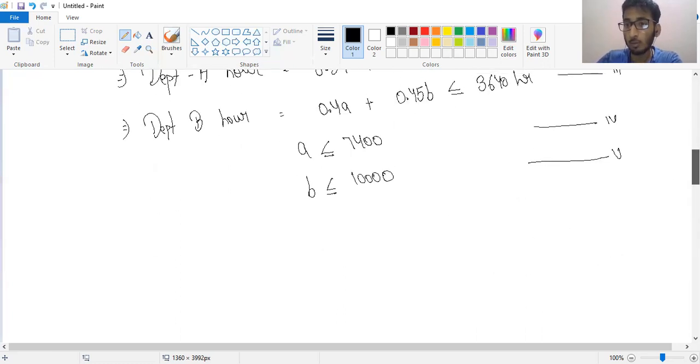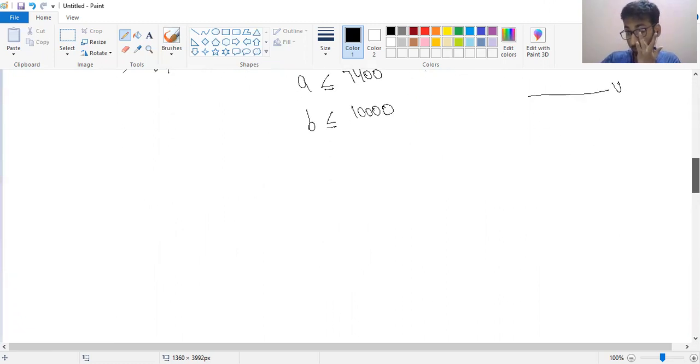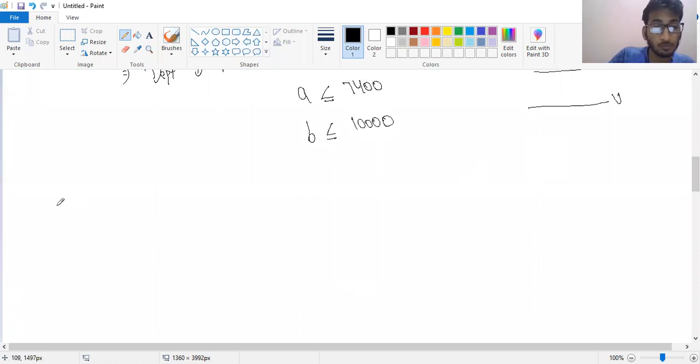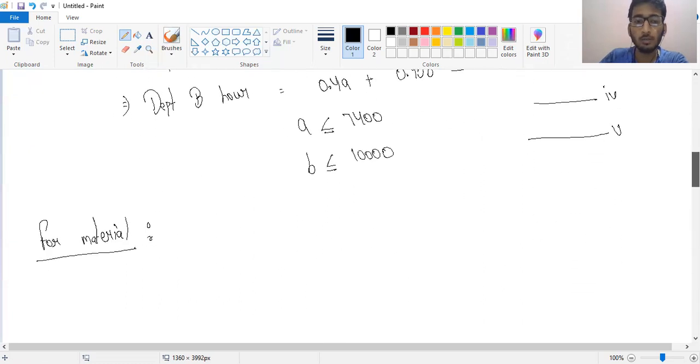Now using these five equations, we'll prepare a graph. Let's see how the graph would be prepared. To prepare the linear graph, you need points to draw the lines. How would the lines be created? By using the equations. Just see the material.